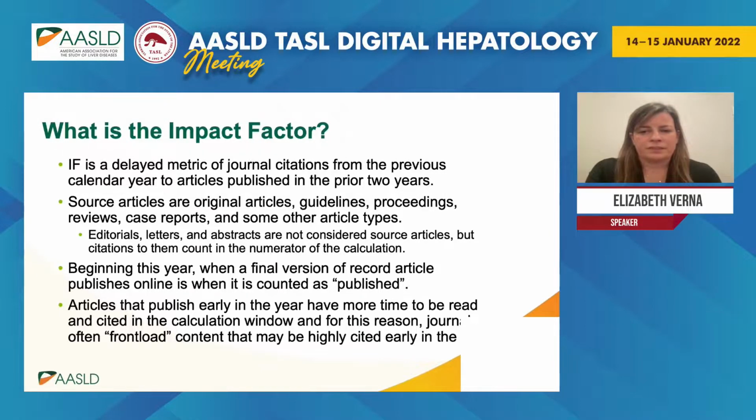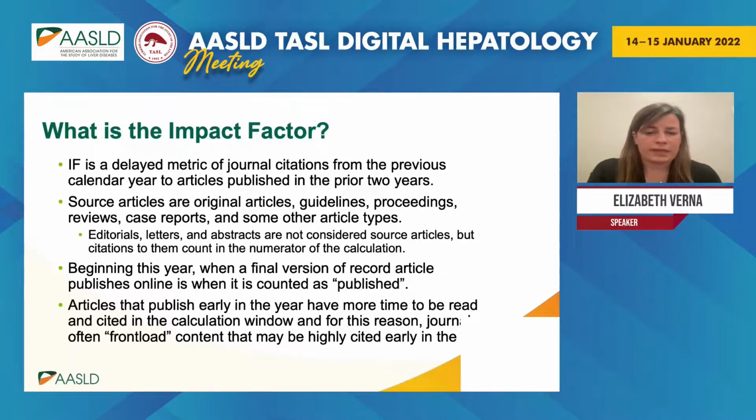The impact factor is a calculation of a delayed metric. It's released every June and reflects the citations from the previous calendar year to articles published in the 2 prior years. So as an example, the last impact factor calculation was released in June of 2021, and it included citations in 2020 for articles published in 2018 and 2019. And this is divided by the number of total source articles in those 2 years, 2018 and 2019.